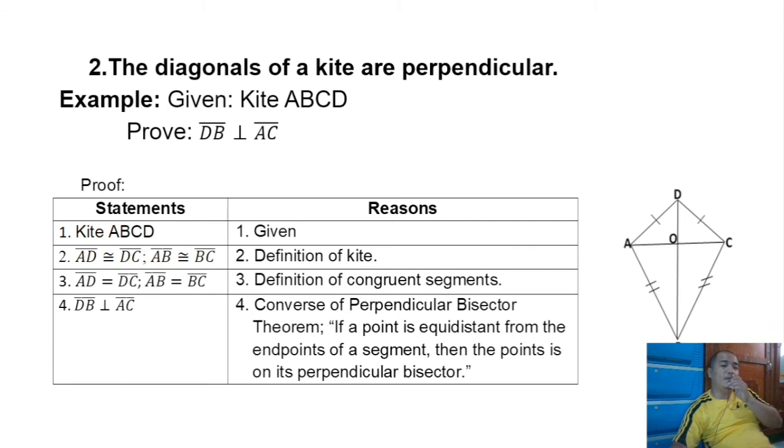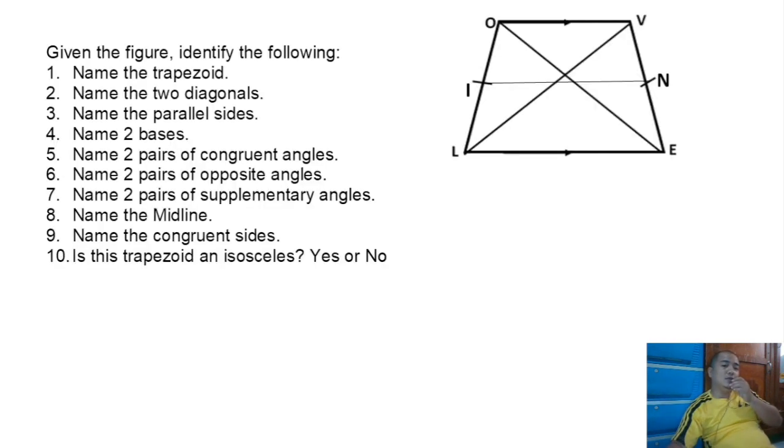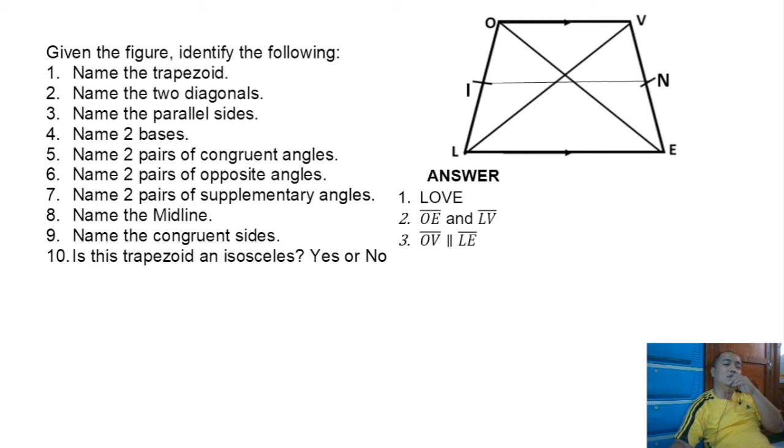That's a proof. Okay, we're now through with the discussion on the different theorems on trapezoids and kites. Exercises. Okay, we have here trapezoid LOVE with the median IN. Name the trapezoid: LOBE. Name the two diagonals: OE and segment LB. Number 3, name the parallel sides. OB is parallel to LE. Yes, those are the two bases.